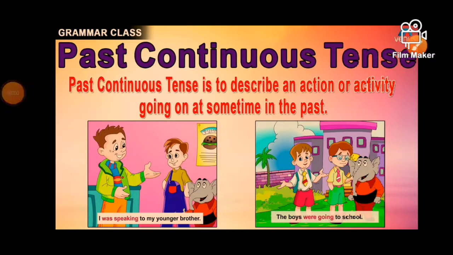So past continuous tense also describes an action or activity or event, you can say, going on at the same time in the past. It is the same time, not some time. Going on at the same time in the past means any action or activity was going on or occurring in the past. Like I was speaking to my younger brother in the evening, last evening or last day. The boys were going to school, not today or right now, but last day or last morning.